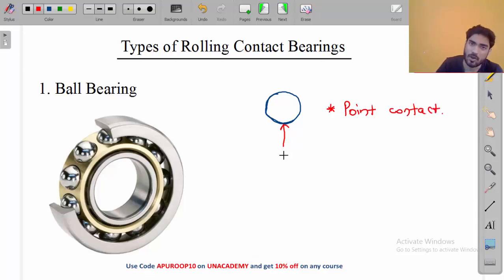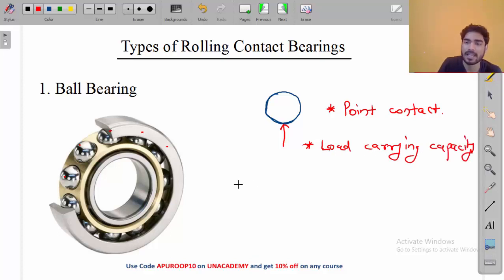Due to point contact, the contact area is very less. These balls will only contact at a particular point. Whatever load is acting on the shaft is supported at a very small area, only at a point. So that's why their load carrying capacity is less.